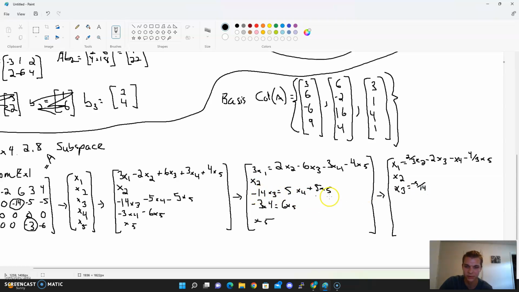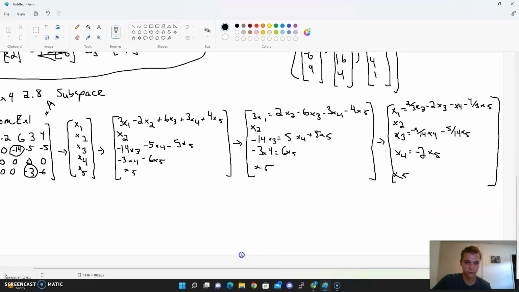x2 equals x2. And then x3 equals minus 5 divided by 14, since we're just going to divide this side by minus 14. So x3 equals minus 5 over 14 x4, minus 5 over 14 again x5. For x4, we'll divide everything by minus 3, so it'll be minus 2 x5, since 6 divided by negative 3 is minus 2. And x5 equals x5. Now that we have each variable solved for, we can scroll down a bit here.